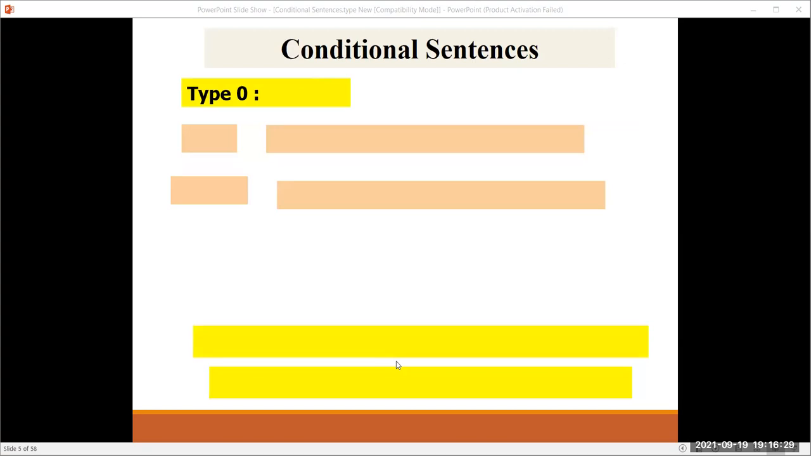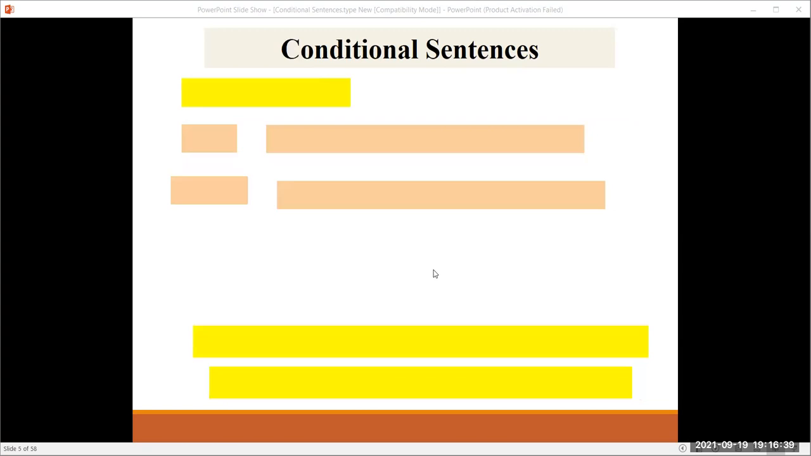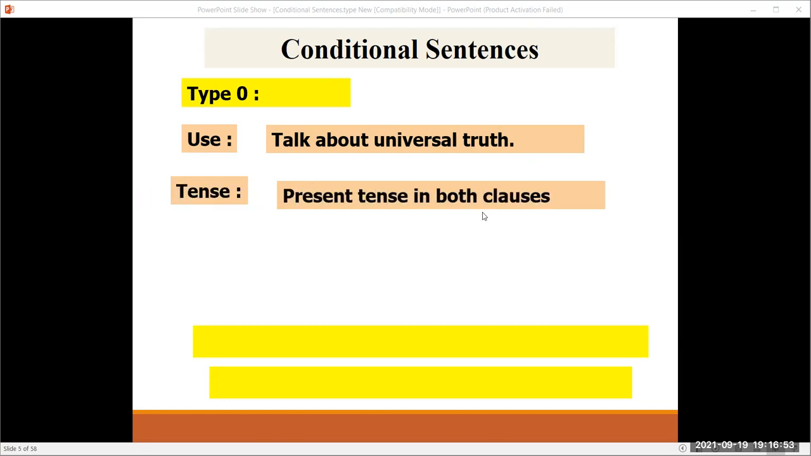Now we are going to talk about type 0. And what is type 0? Where in both cases, in the if clause and in the main clause, simple present tense is used. Where do we use type 0 conditional sentence? When we are talking about universal truths, things which are permanent. And here which tense is used? In both clauses, that is if clause and the main clause, simple present tense is used.